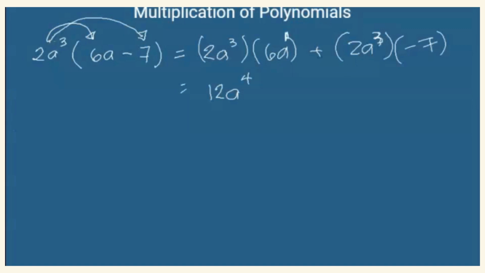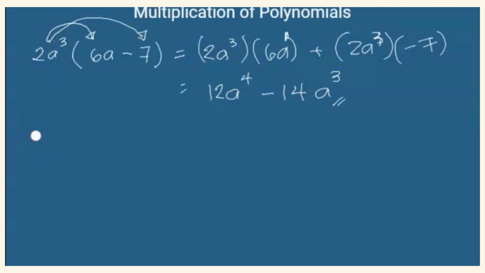So let's multiply. 2 times 6 is 12a to the 4th power, because 6a, this a here has 1 exponent. Okay. Plus 2a cubed times negative 7. So plus times negative is negative. So 14a cubed. So this is the answer.